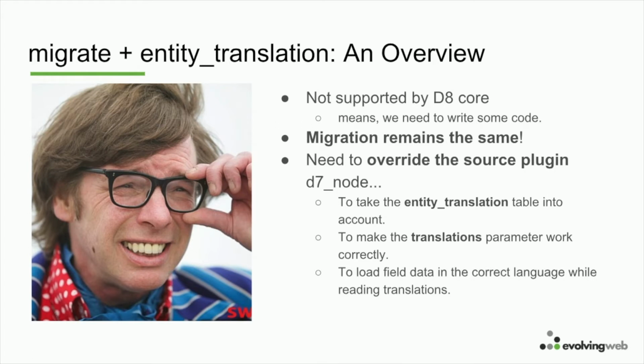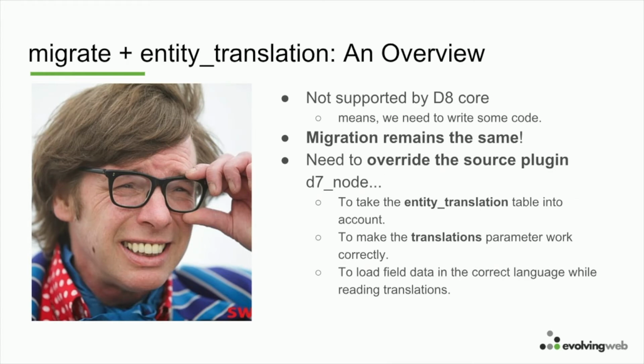So anyway, I'll discuss with you how I managed to migrate entity translation data into Drupal 8. Like I said, not supported by Drupal 8 core. Migrations remain the same, like the format that I gave you. We write a base migration, then we write a translation migration. And the thing we need to do is, the d7_node plugin that comes with the Drupal 8 migrate_drupal module, we need to override certain aspects of it, certain methods in there, to make it support the entity translations. We are going to take a quick look at how this works.